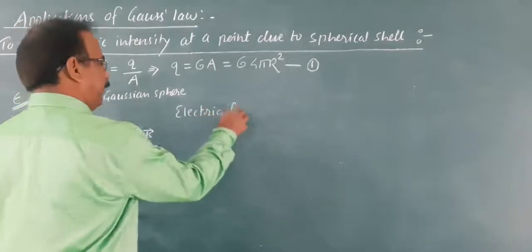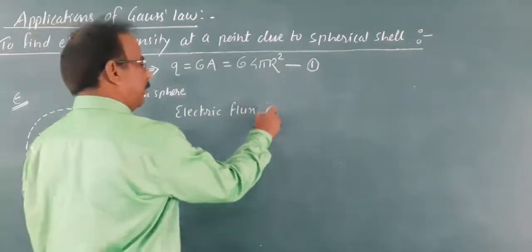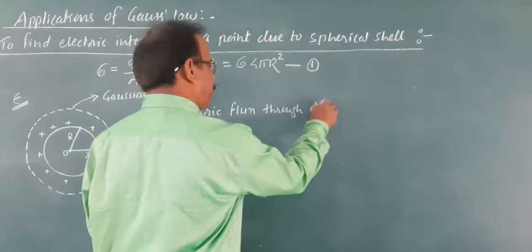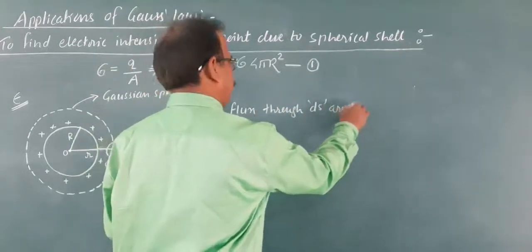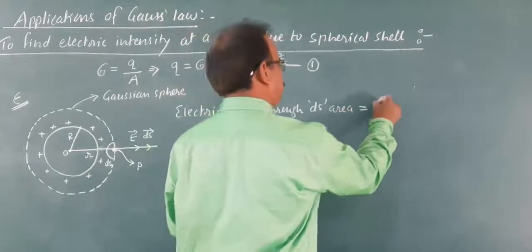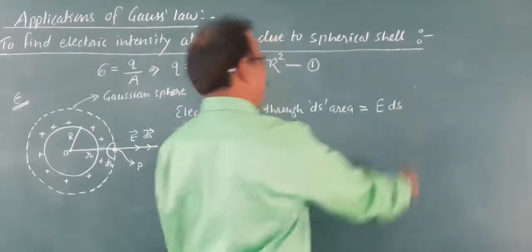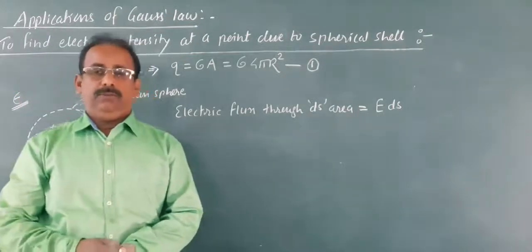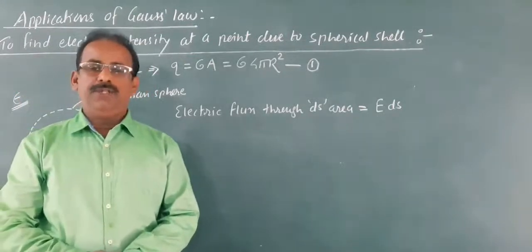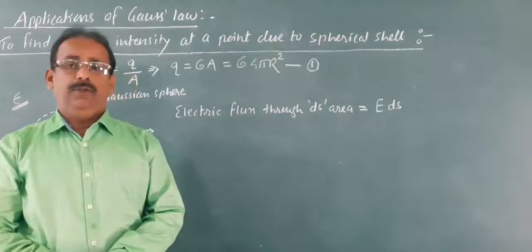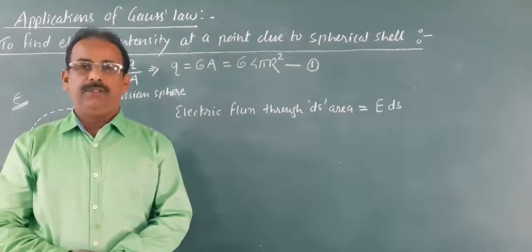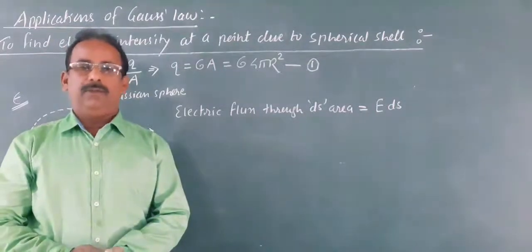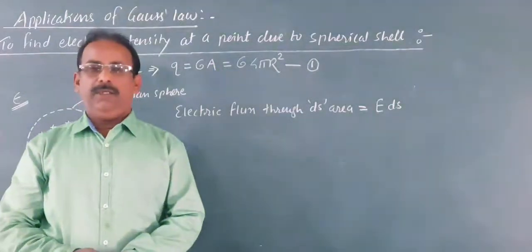Therefore, electric flux through ds area is equal to E into ds cos theta. Cos theta comes 1. Why? Because theta is 0 degree here. Both the vectors are parallel to each other. Therefore, electric flux through ds area comes E into ds.